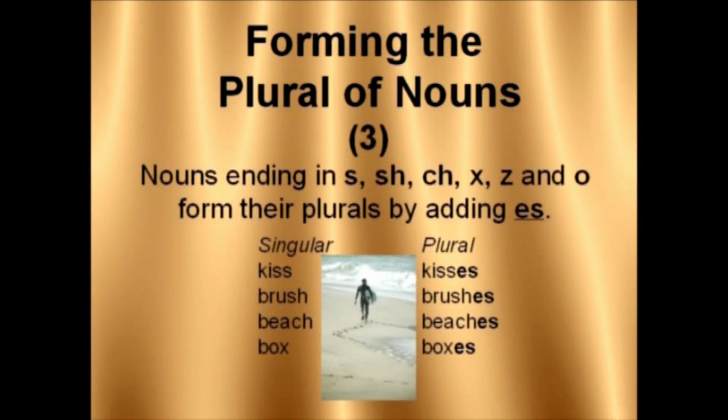Number 3, nouns ending in s, sh, ch, x, z, and o form their plural by adding es. For singular, kiss. For plural, kisses. Brush, brushes. Beach, beaches. Box, boxes.